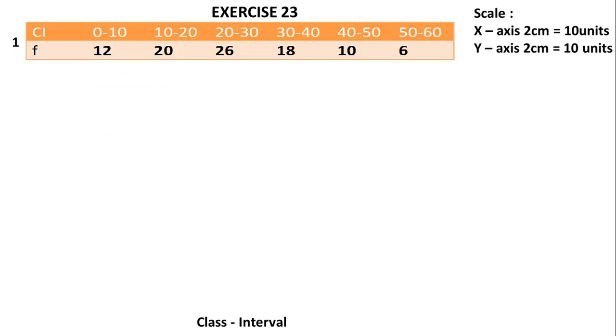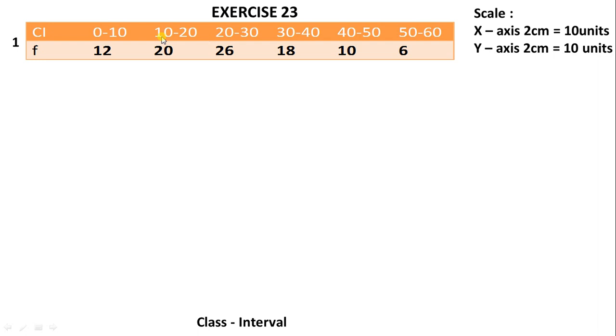Question number 1. Class intervals are 0 to 10, 10 to 20, 20 to 30, 30 to 40, 40 to 50, 50 to 60. The given frequencies are 12, 20, 26, 18, 10, 6. The first step is to check what type of frequency distribution table is given. If you observe the given frequency distribution, the upper limit of the first class interval is the same as the lower limit of the next class interval. That means the given frequency distribution is in exclusive form. So the first step is completed.